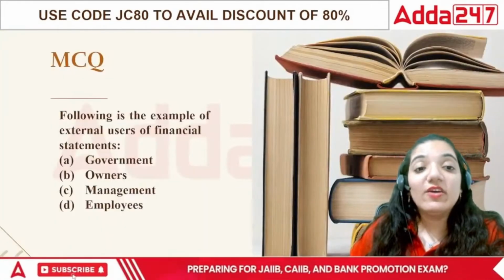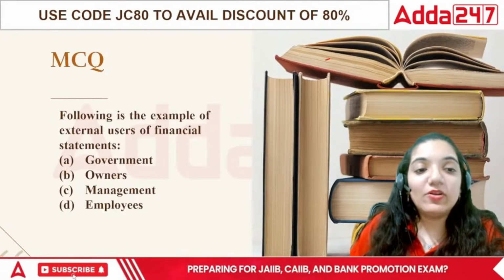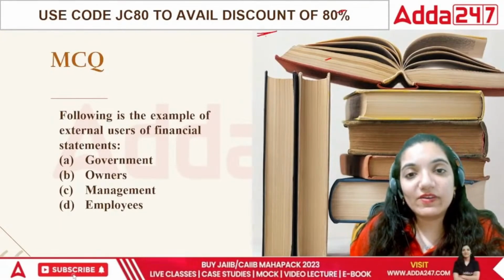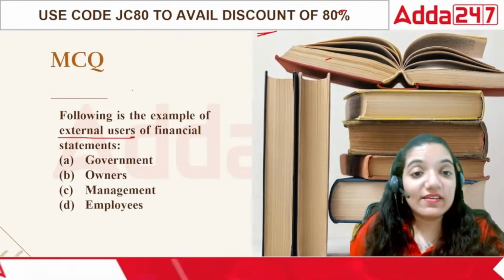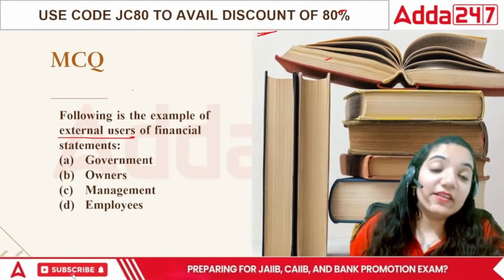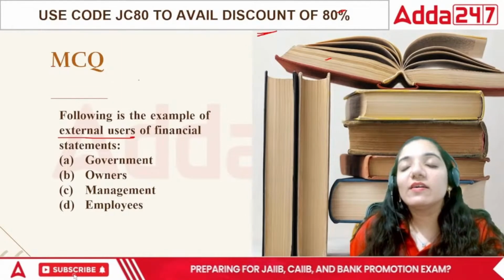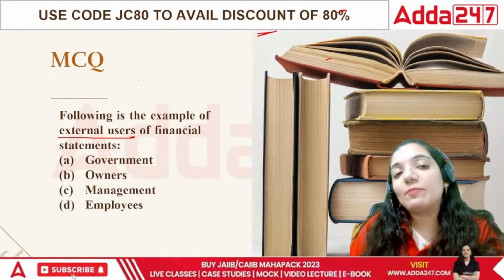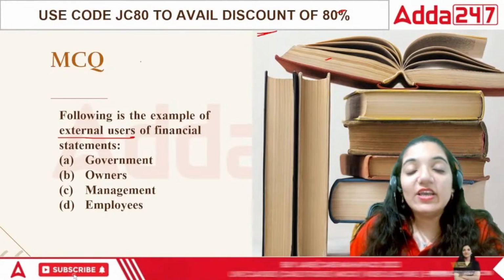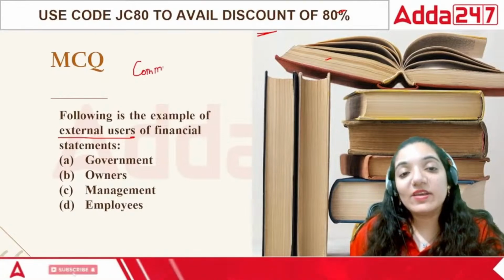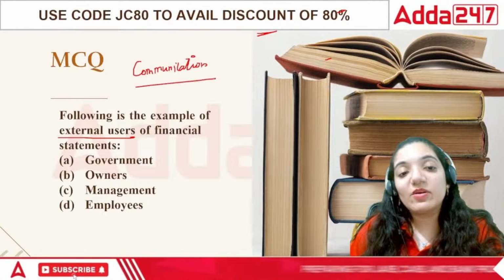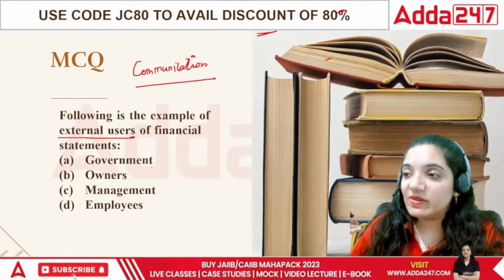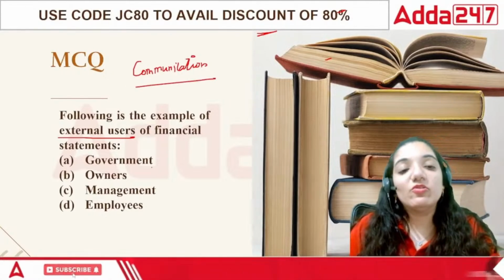Next question. Following is the example of the external users of the financial statements. Do you know the last step of the accounting cycle is to let the people who are interested know whatever is happening with the books of accounts. So basically the last step is communication. How do we define the term communication here? Communication is basically letting the people know about the books of accounts.